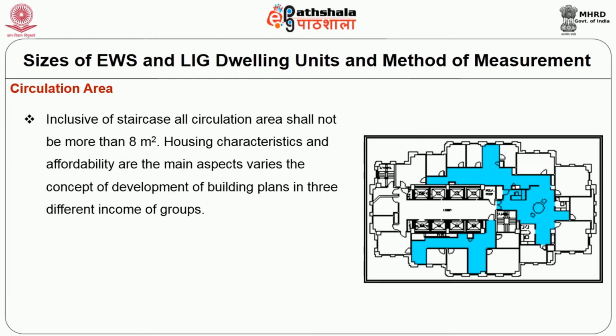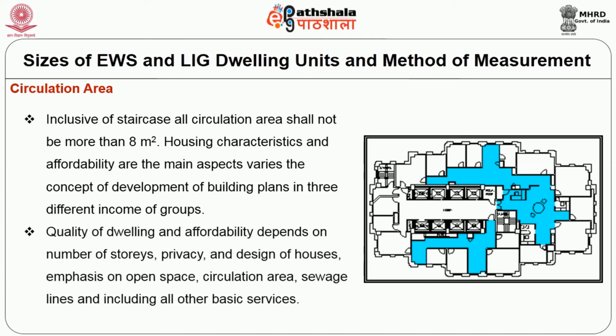Housing characteristics and affordability are the main aspects that vary the concepts of development of building plans in the 3 different income groups. Quality of dwelling and affordability depend on the number of stories, privacy and design of houses, emphasis on open space, circulation area, sewage line and all other basic services.